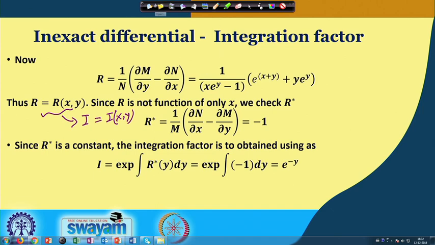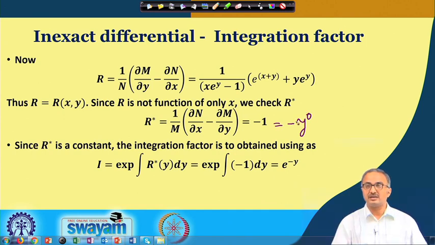Now, let us look into the other way. Let us check if we assume that I is a function of only y. For that, we find r star, that is 1 by M times dou N by dou x minus dou M by dou y, and we find this is coming to minus 1. So, this shows that r star may be considered to be a function of only y. How? This minus 1 may be written as minus y to the power 0. So, we can say that r star may be considered to be a function of only y. If we write it like this, then we find that here r star is a constant.